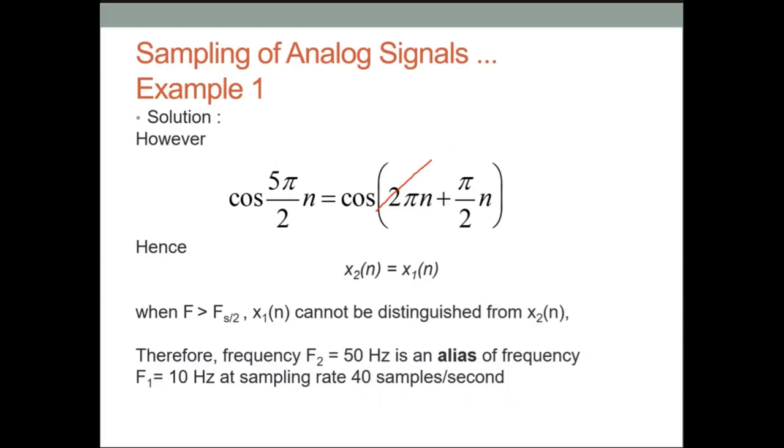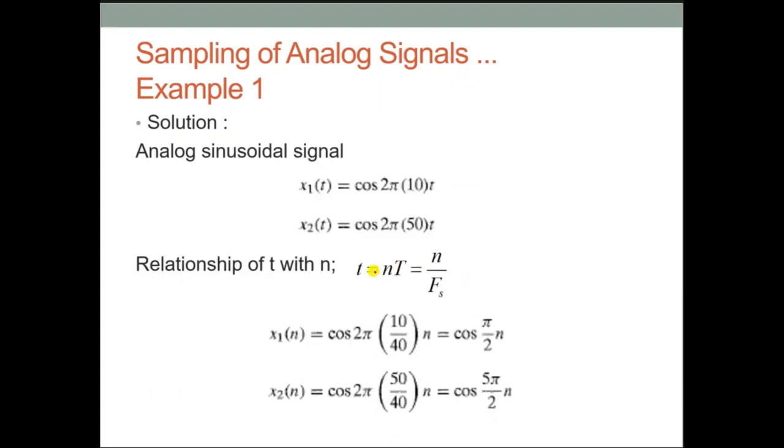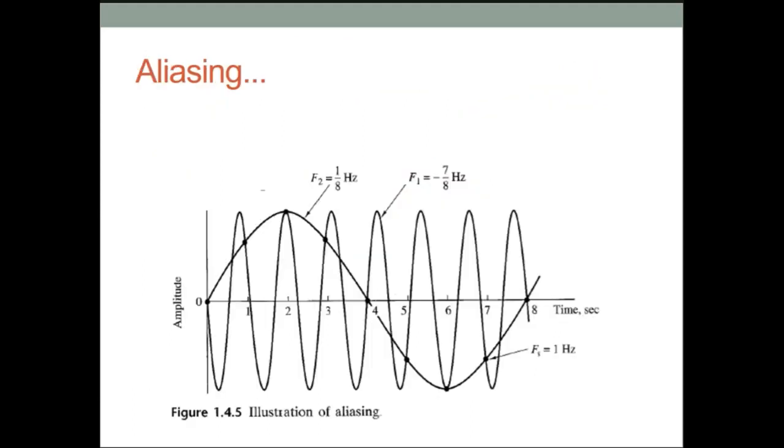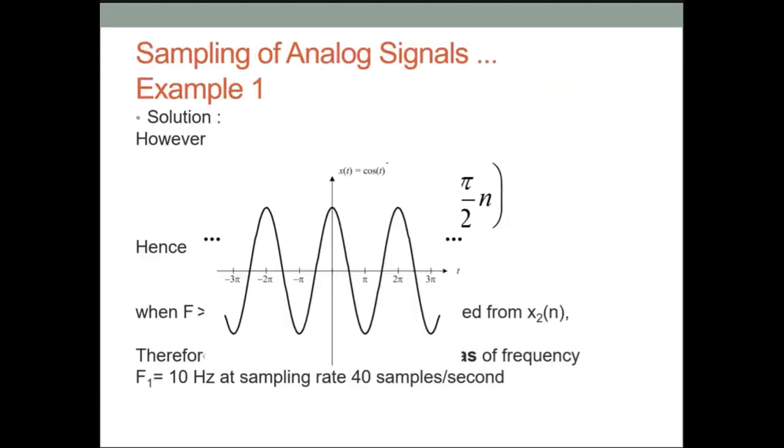So that means your original signal, x1(t) at 10 Hertz, and x2(t) at 50 Hertz, when sampled at 40 Hertz, will give you the same discrete signal. The reason is the Nyquist: you did not follow the Nyquist sampling frequency. Let's go back.